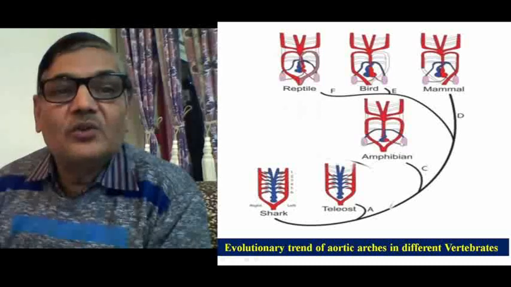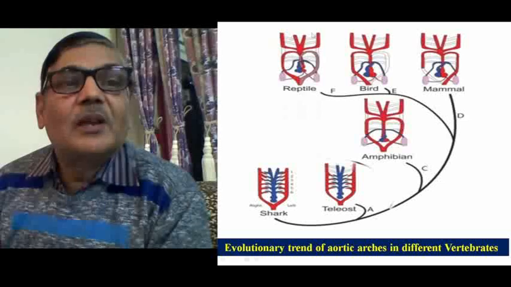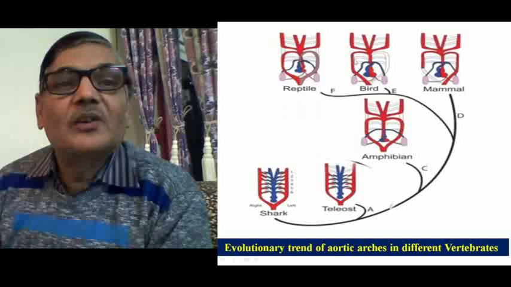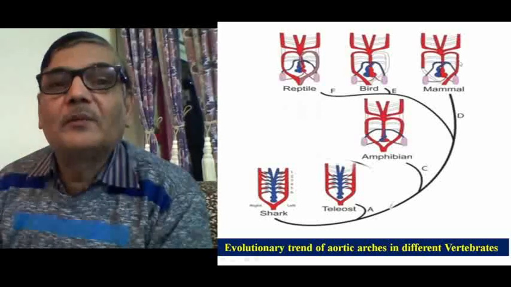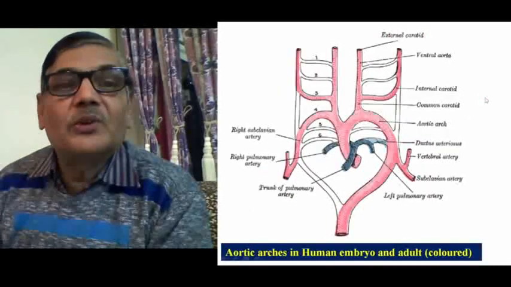See here, these are 2 lungs, and the right and left lungs are receiving blood through right and left pulmonary arteries. So it is shown here. In case of reptiles, also exactly the same pattern is there, but in case of birds some modification is there. Only here the right systemic artery will be present, and in case of mammals only the third and sixth will be there, but the fourth one will be in the form of this left systemic artery. So such modifications you can see during the course of evolution.